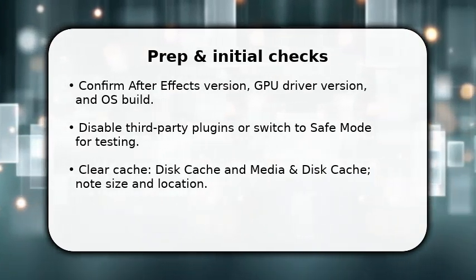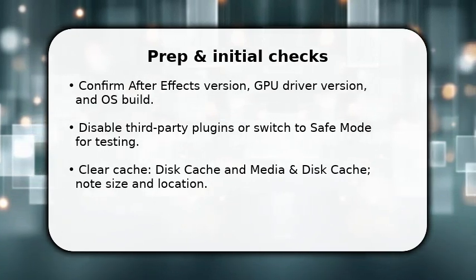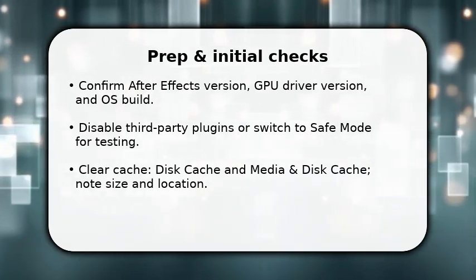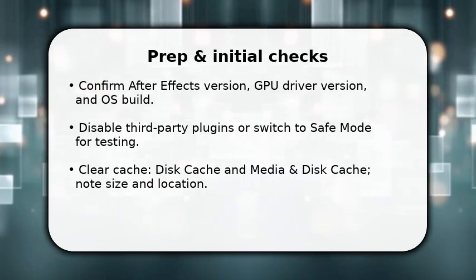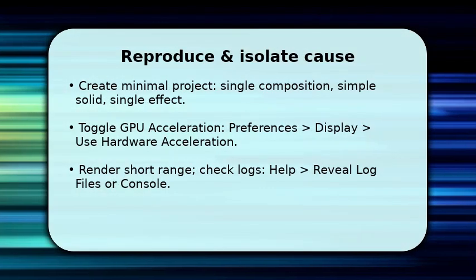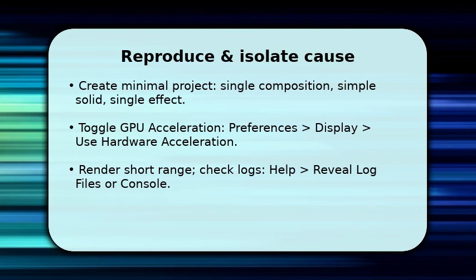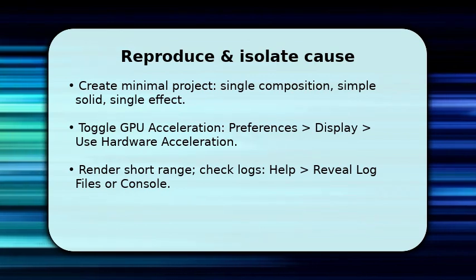You're now ready to reproduce the issue with a minimal project, and keep notes on exact steps that trigger the red screen. Now reproduce the red screen in a minimal project to isolate the problem. Make one composition with a single solid and the effect you suspect. Then toggle GPU acceleration in Preferences. Many red screens happen when GPU compositing conflicts with a driver or effect. Render a short frame range to save time and monitor when the red cast appears.